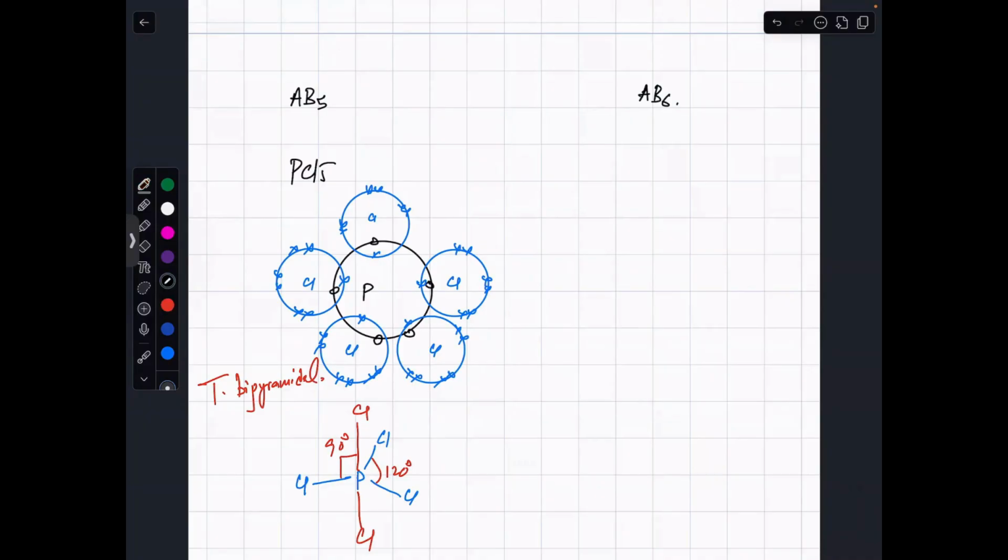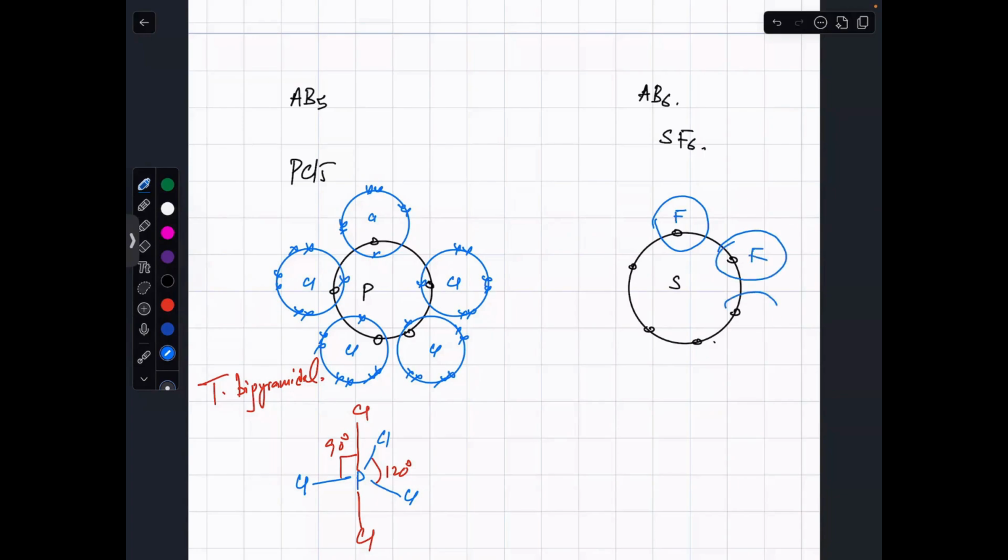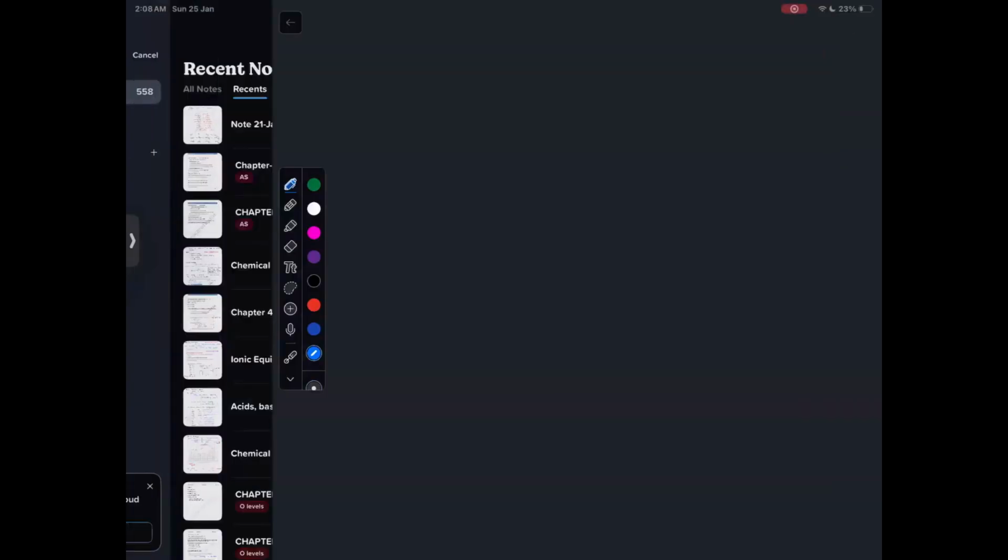Now AB6, the easiest case, SF6. Sulfur is exactly an element of group 6 and of period 3, and the capacity is more than 8. So what you're supposed to do, you have to draw all the electrons, right? Look, if I share with you the notes.